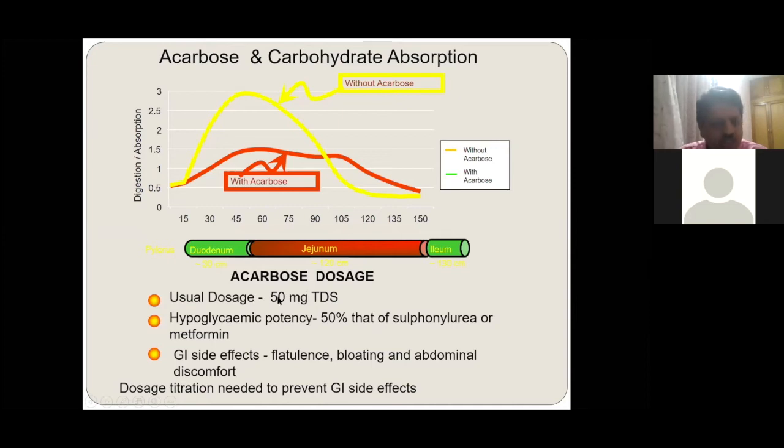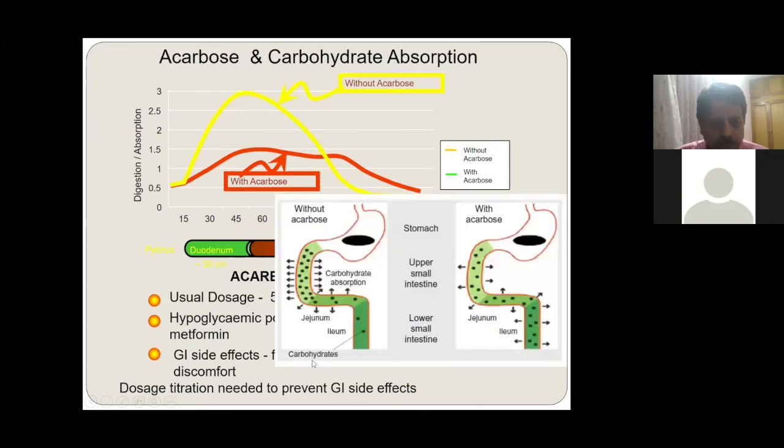The usual dosage we use is 50 milligram 3 times a day. Hypoglycemia is about 50% of that with sulfonylurea and metformin, so much less, but a major problem is flatulence. If you see, without acarbose, there will be more and more absorption of carbohydrate, which happens in the duodenum and the jejunum, much less in the ileum.